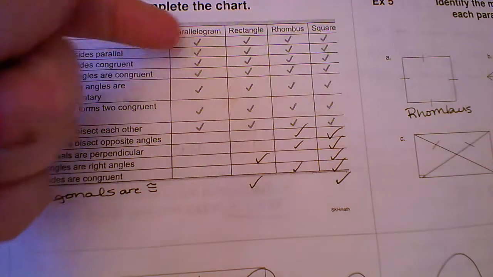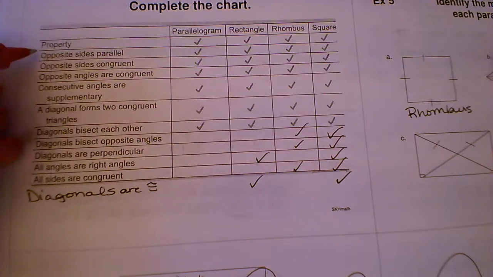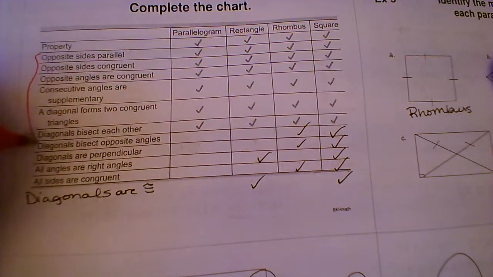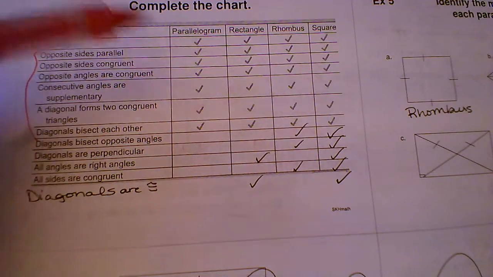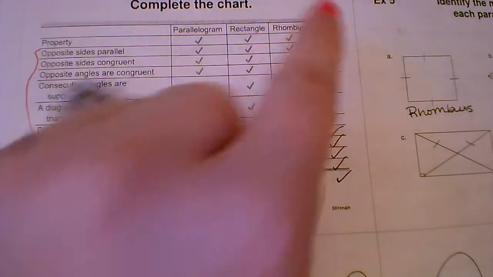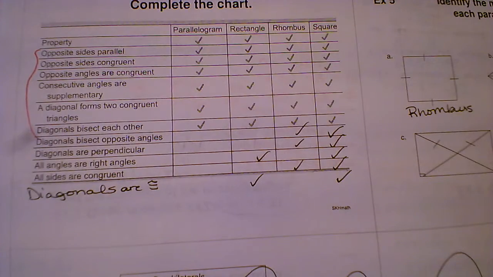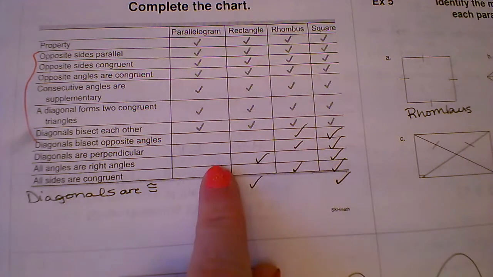Now notice those first 6 apply to all of these. Those first 6 properties are the parallelogram properties, and all of these shapes were parallelograms. Notice that square has everything checked, which means that it is also a rhombus, it's also a rectangle, it's also a parallelogram.